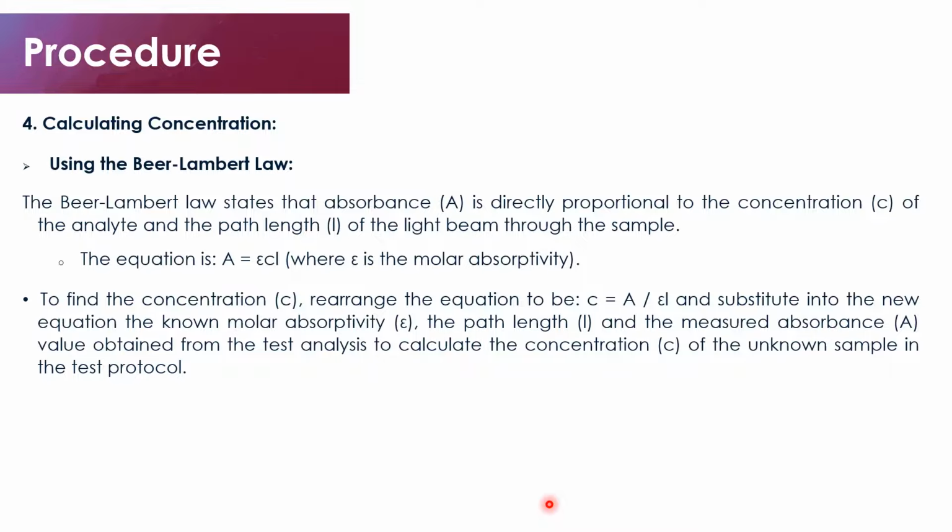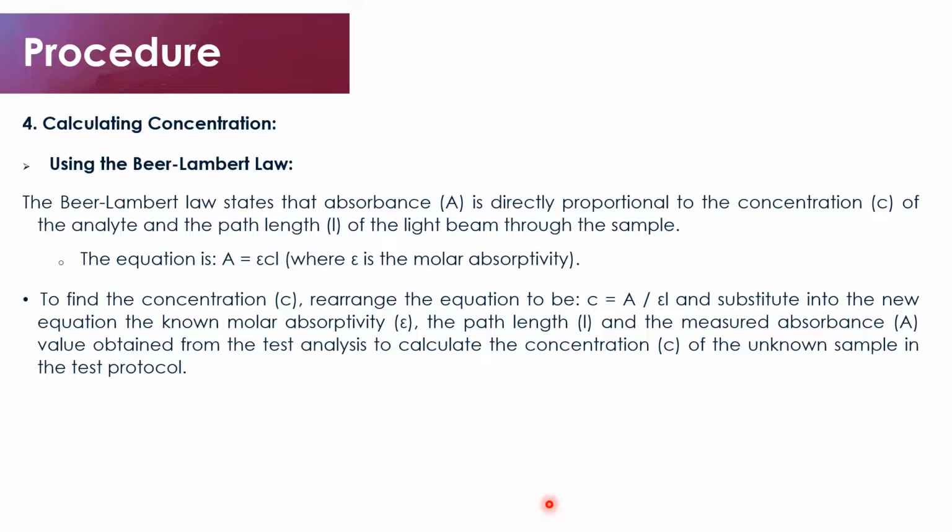So let us look at the fourth and final method in the procedure for measuring the concentration of the unknown sample, and this is the calculation of the concentration of the unknown sample. This can be done either by using the Beer-Lambert law or the calibration curve. We'll start by looking at how the Beer-Lambert law can be used to calculate or determine the concentration of the unknown sample in our test analysis.